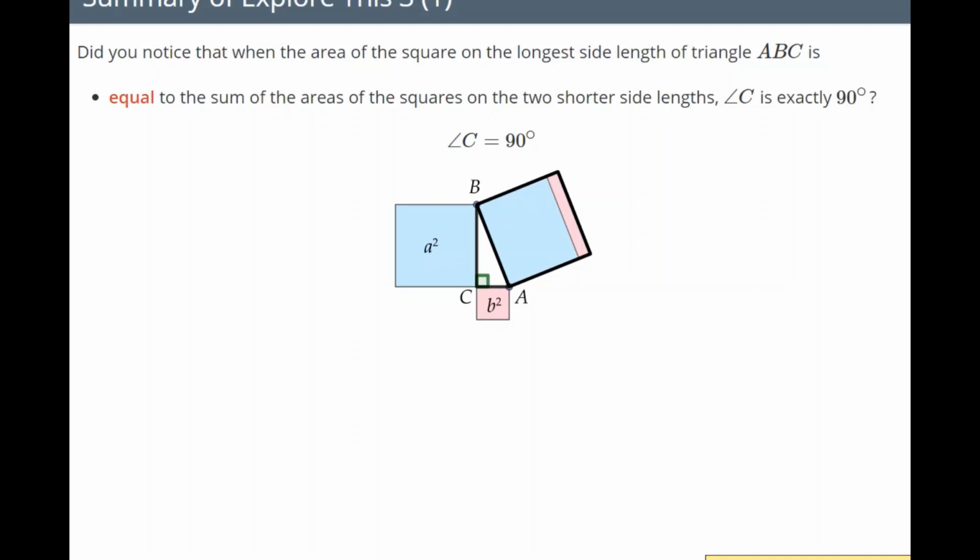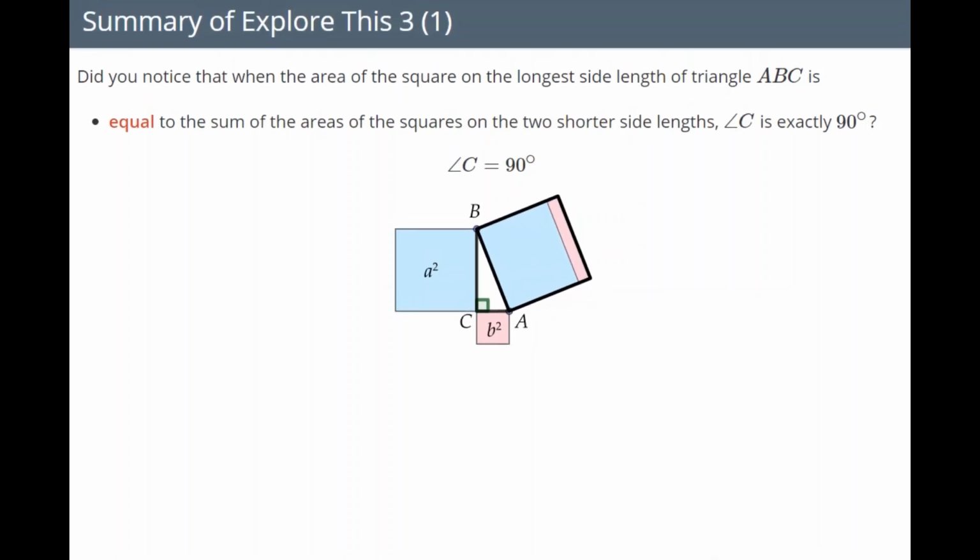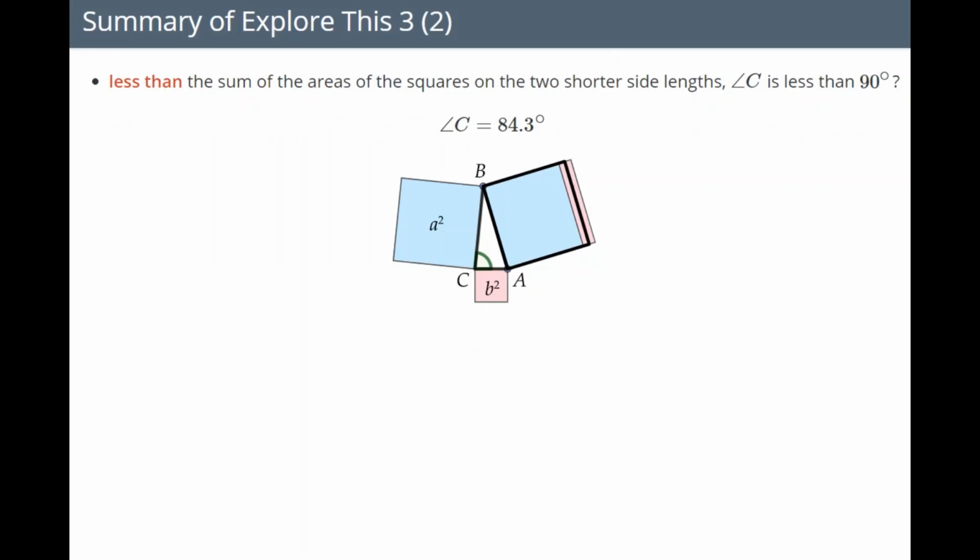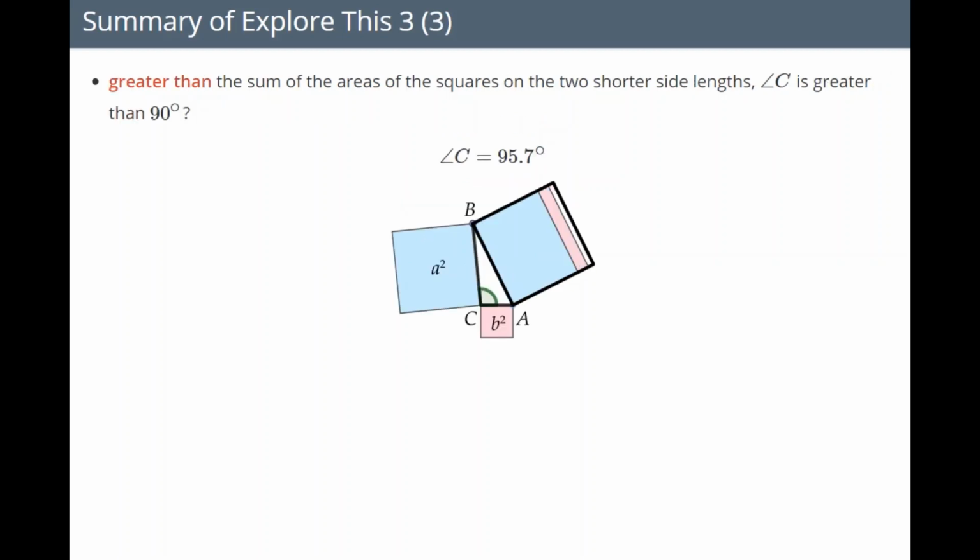Did you notice that when the area of the square on the longest side length of triangle ABC is equal to the sum of the areas of the squares of the two shorter side lengths, angle C is exactly 90 degrees? And that when the area on the longest side of the triangle is less than the sum of the areas of the squares on the two shorter side lengths, angle C is less than 90 degrees? And that when the area of the square on the longest side is greater than the sum of the squares on the two shorter side lengths, angle C is greater than 90 degrees?